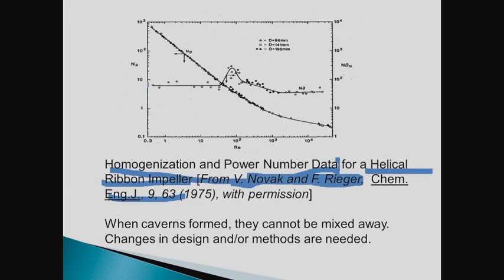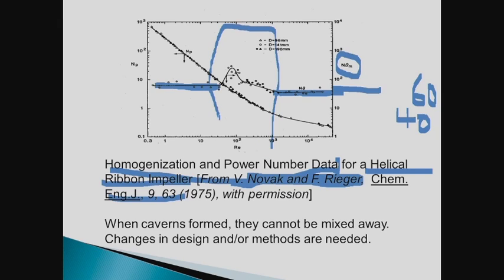Anyway, so N theta is right here. If I come straight across, I'll come up with N theta of 60, basically. And in here, I'll come across, I'll get maybe N theta 40. So mixing in a laminar regime, 60. Mixing in a turbulent regime, 40. But in here, we have the transition regime.